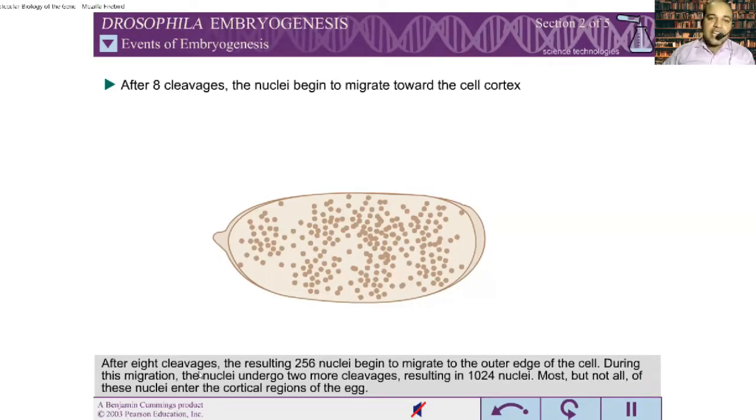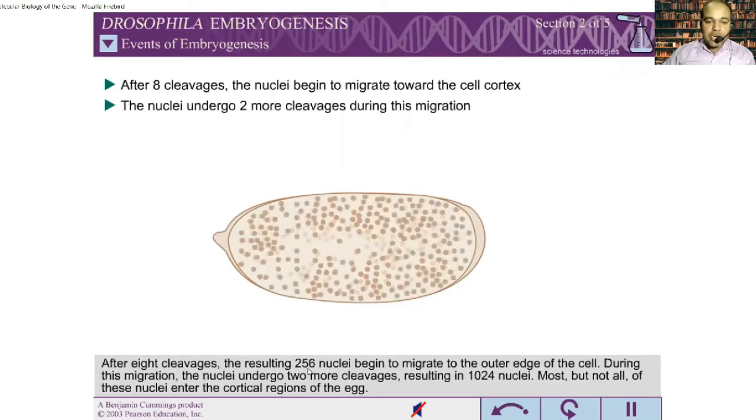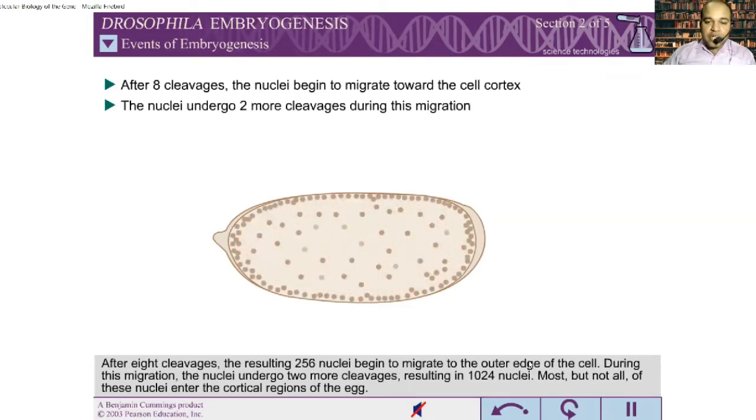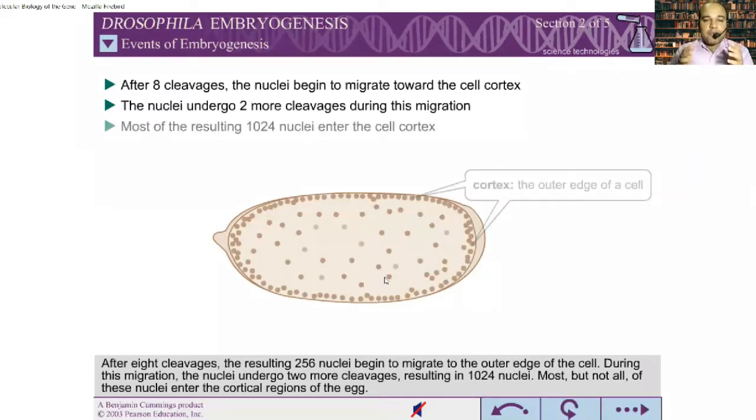After about 8 cleavage divisions, there are 256 nuclei being produced. They began to migrate towards the outer edge of the cell. The 256 nuclei will start moving towards the edge. As they begin to move towards the outer part of the cell, they will lead to the formation of a structure that is commonly referred to as the cortex. So this is the cortex region that is going to appear here.